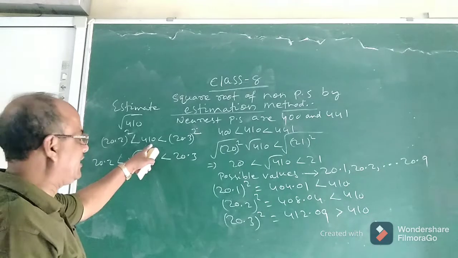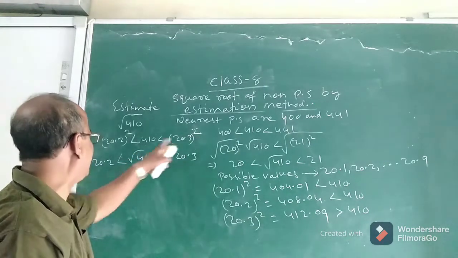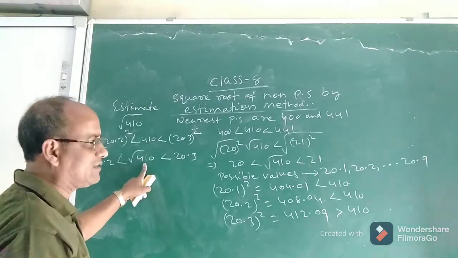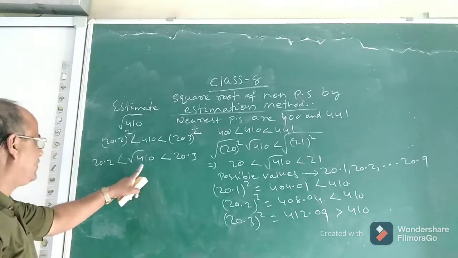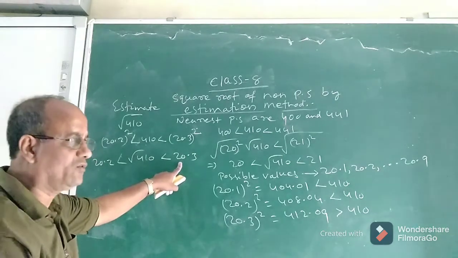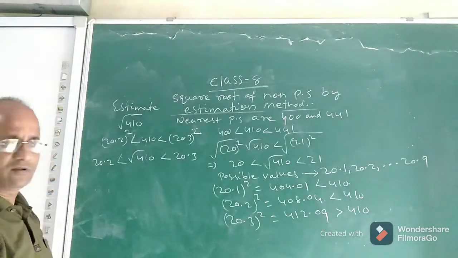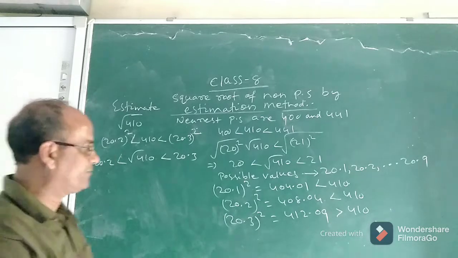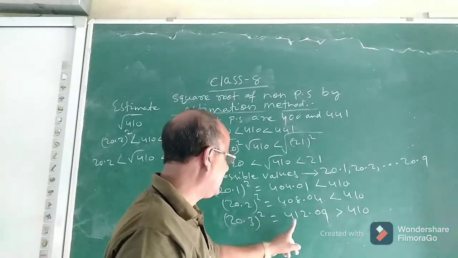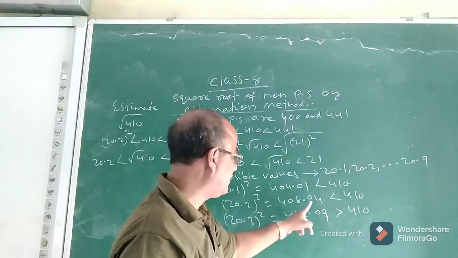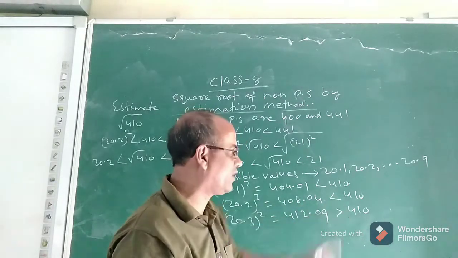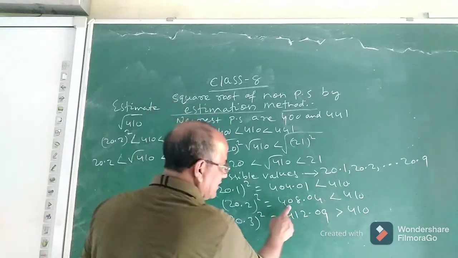Since 410 is less than the square of 20.3 and more than the square of 20.2, the square root of 410 will lie between 20.2 and 20.3. Now how to know which one is the square root of 410? You look at these two values, 408.04 and 412.09. Between these two, which one is nearer to 410?